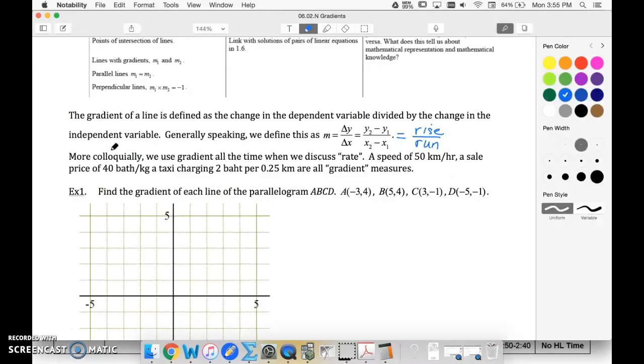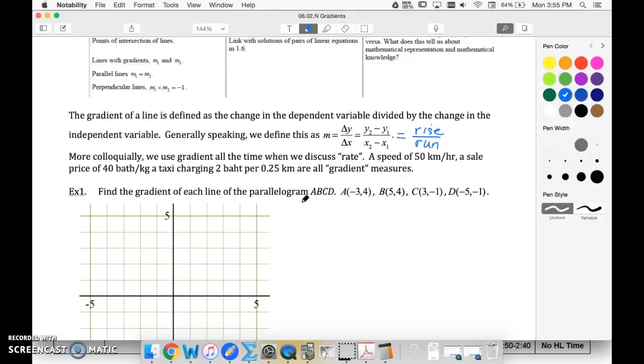More often, in everyday speech, we tend to talk about gradient quite frequently. Anytime you discuss a rate, you're talking about a gradient or a slope. So 50 kilometers per hour, how many kilometers I go depends on how many hours I drive. So kilometers per hour, 40 baht per kilo, a taxi charging 2 baht per 0.25 of a kilometer. All of those are different changes in rate, and so they're all gradient measures.